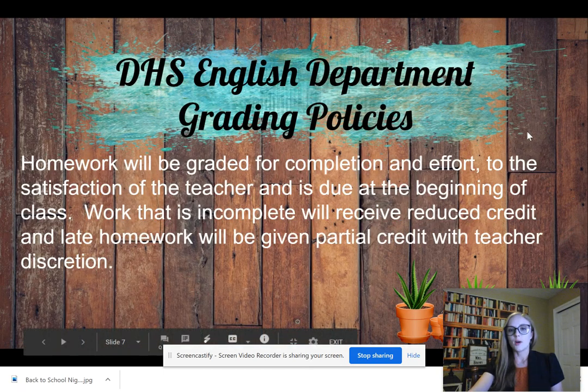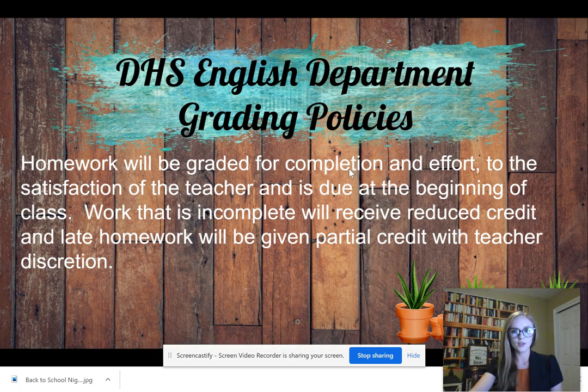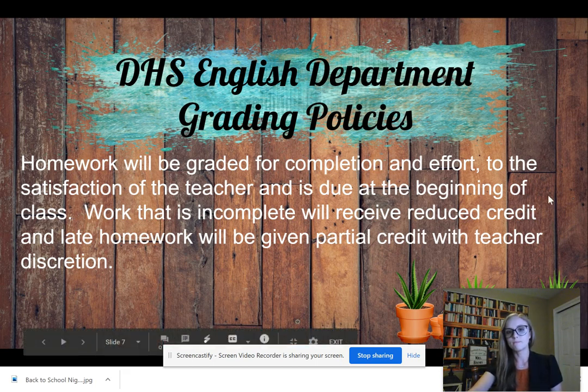The DHS English Department grading policies: homework and classwork will be graded for completion and effort to the satisfaction of the teacher and is due at the beginning of class. Work that is incomplete will receive reduced credit, and late homework will be given partial credit at the teacher's discretion. In PowerSchool, you'll notice that I use 3 different colored flags. Orange means that the assignment is missing, red means that the assignment is late, and blue means that the assignment is incomplete.